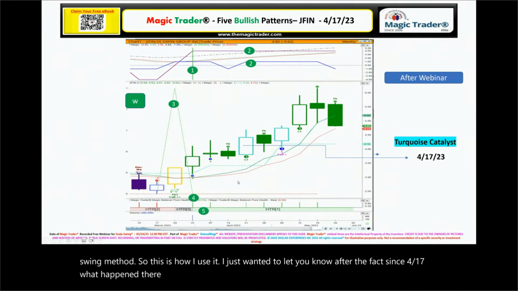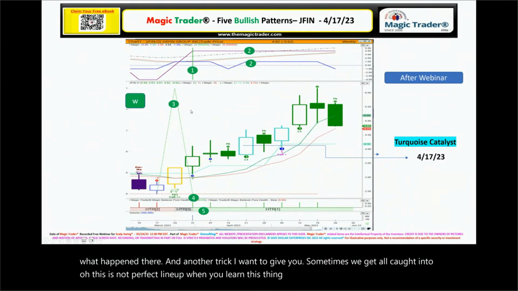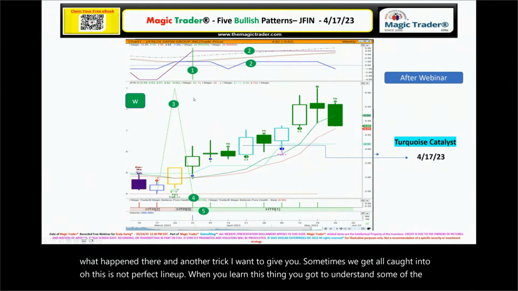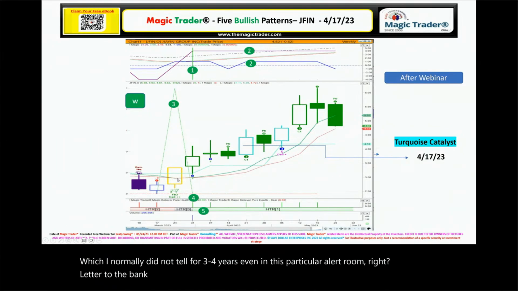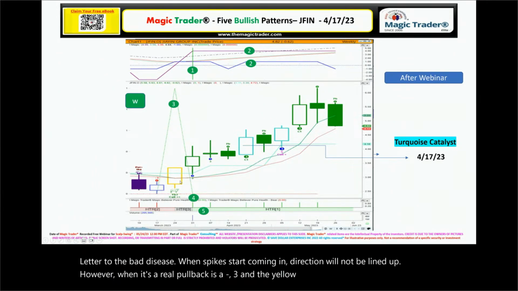And another trick I want to give you. Sometimes we get all caught up in, oh, this is not a perfect lineup. When you learn this, you have to understand some of the tricks, which I normally did not tell for three or four years, even in this particular alert room. The method to the madness is, when spikes start coming in, direction will not be lined up. However, when it's a real pullback, it's a -3, and the yellow bar came in, it's a shallow.